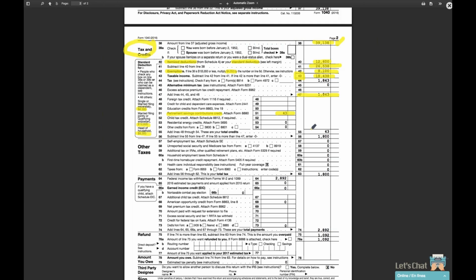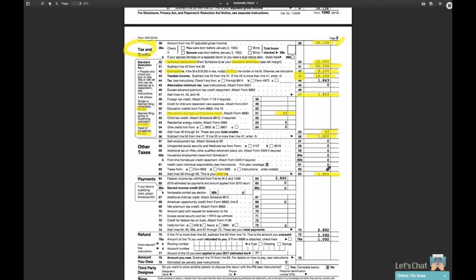So as you can see, he has a total of non-refundable credits of $43. That means he still owes the IRS $1,800. His total tax is $1,800. That's how much money the customer owes the IRS.